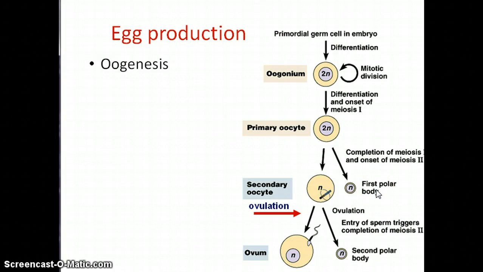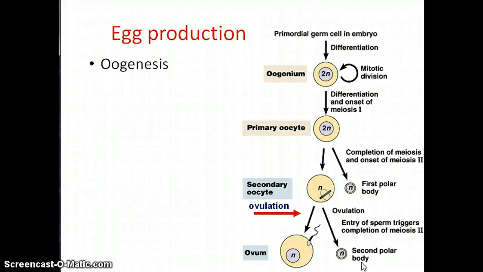And there's actually some controversy about at what stage the polar bodies are produced. But essentially, the important thing that you need to know about egg production or oogenesis is that what we end up with, rather than 4 viable gametes at the end of meiosis 2, we only end up with 1. And we also end up with what are called polar bodies, which are different from the polar nuclei within the angiosperm egg.